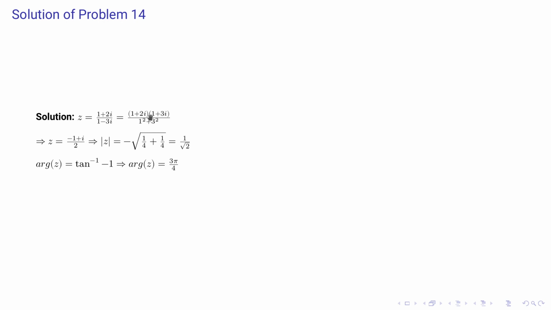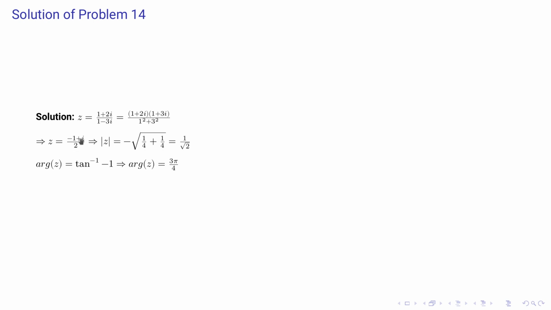And the numerator would be (1 plus 2i) into (1 plus 3i). We solve this, we get (1 plus i) by (minus 1 plus i) by 2. So that means the modulus of z would be square root of 1 by 4 plus 1 by 4, because this is minus half and this is half. That is 1 by root 2.